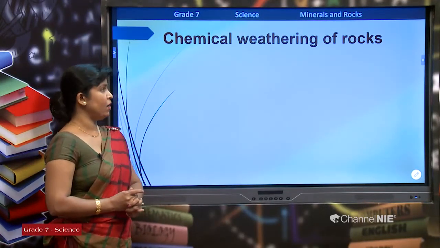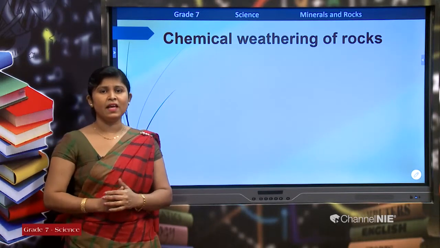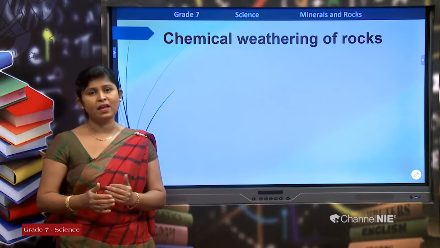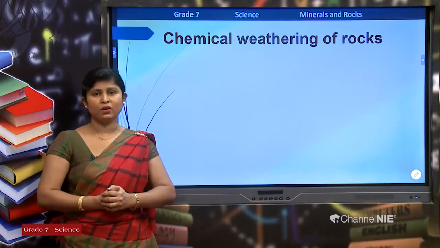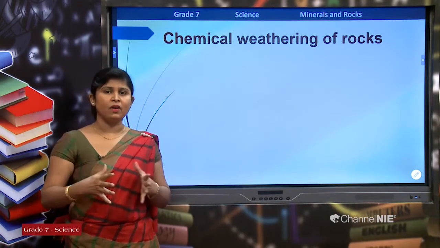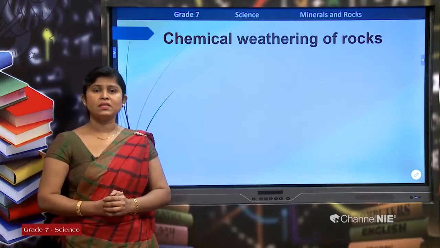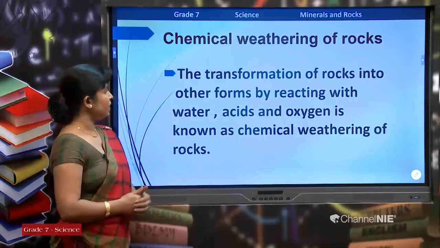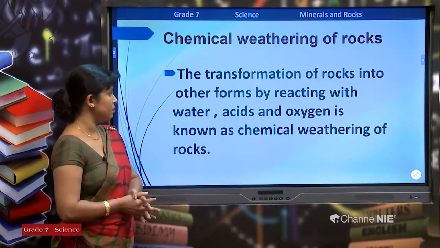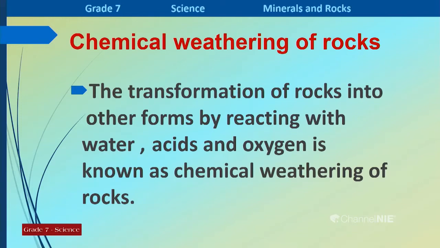Right. Chemical weathering of rocks. By looking at the name, you can understand that there are chemical reactions taking place. As a result of chemical reactions taking place in our environment, chemical weathering of rocks takes place. The transformation of rocks into other forms by reacting with water, acids and oxygen is known as chemical weathering of rocks, right. In our environment there is oxygen, water as well as acids, right. Then the rocks react with those substances and produce different types of chemical substances. It also results in chemical weathering of rocks.